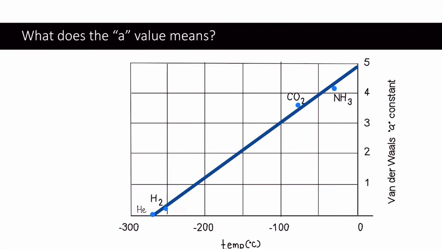What does the A value mean though? Let's take ammonia for instance. It has a high value of A, which means the intermolecular force between the particles will be strong, and in helium the intermolecular force will be weak. Gases that have small A values such as helium and hydrogen need to be cooled down to almost absolute zero before they become liquids, as seen in the diagram here.